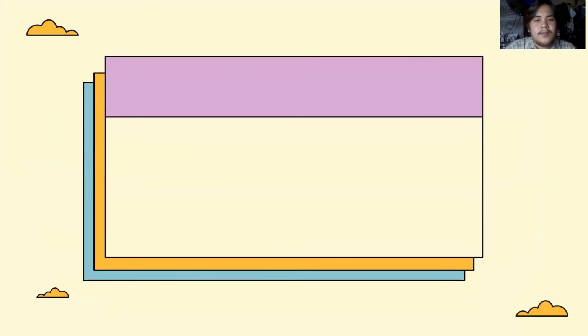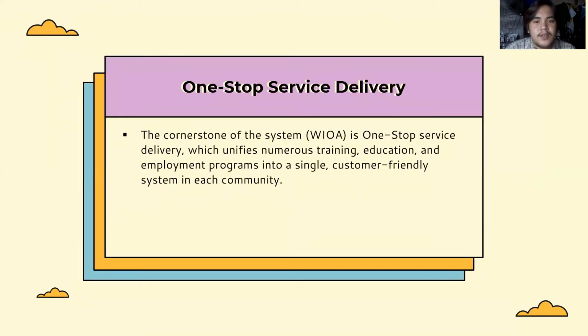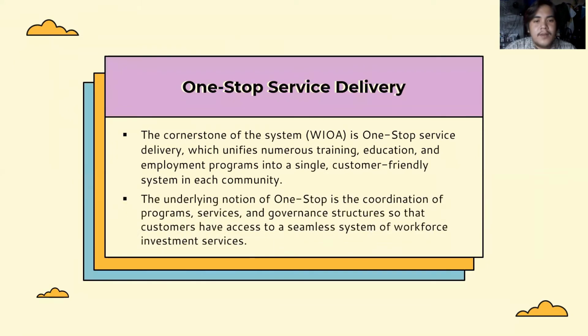After that, the cornerstone of the system is one-stop service delivery, which unifies numerous training, education, and employment programs into a single customer-friendly system in each community, while the underlying notion of one-stop is the coordination of programs, services, and governance structure so that customers have access to a seamless system of workforce investment services.